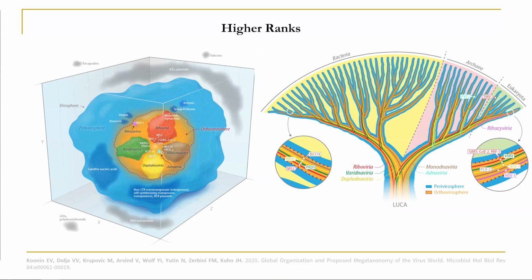Higher ranks. Okay, so we have now ranks all the way up to realm. They were established based on hallmark genes. Hallmark genes, basically the idea, can we find something like a 16S rRNA in viruses? And the work here was done again with Eugene Kuhn and the people that you see on the bottom. And the idea was just like, okay, which hallmark genes, if we identify, lead to the least amount of realms, least amount of highest things.